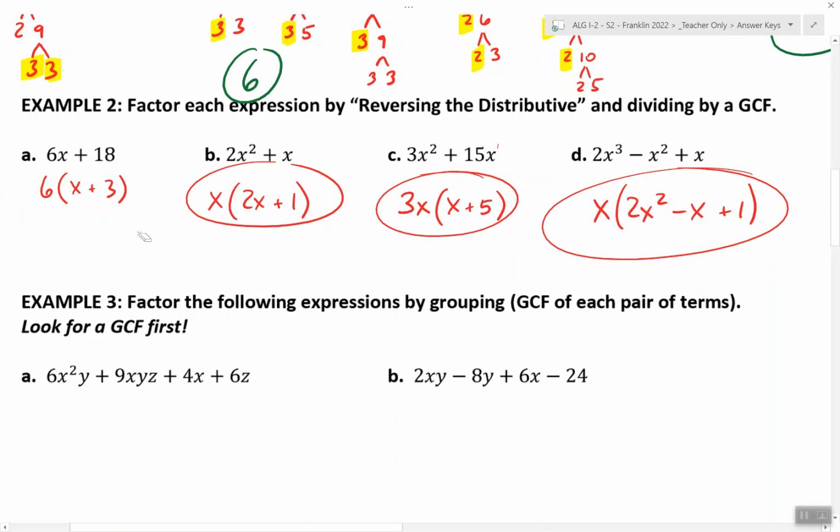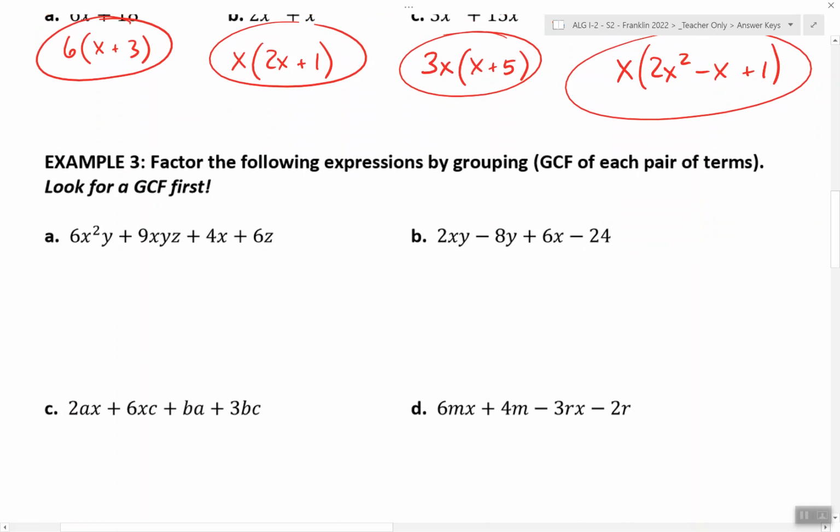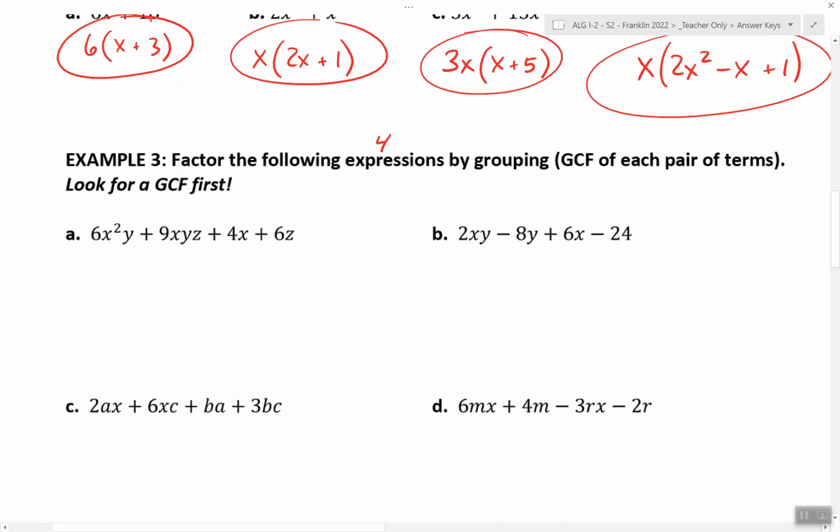And writing it in this way is writing its factored form, because we're writing it as a product of prime factors. We have a prime factor here on example A of 6 and a prime factor of x plus 3. And we write those multiplied together. There's also a method which is called grouping. And it works if you have 4 terms. That's important. So it has to have 4 terms.